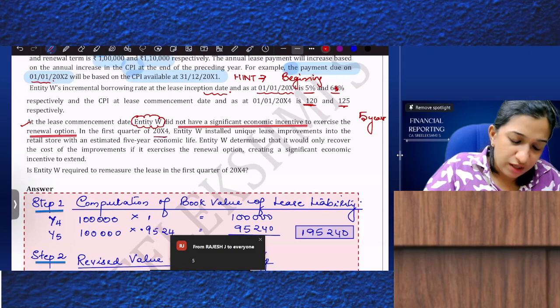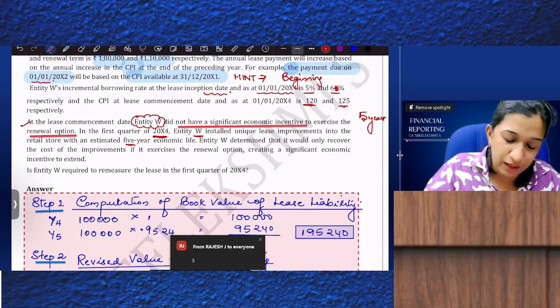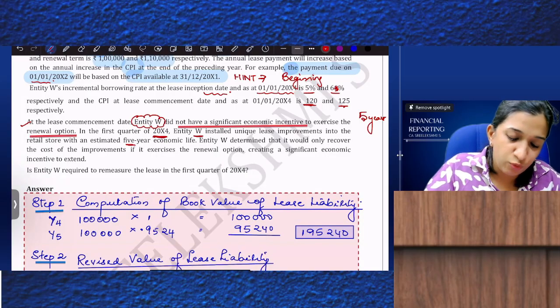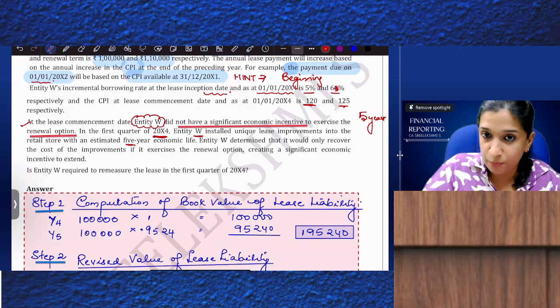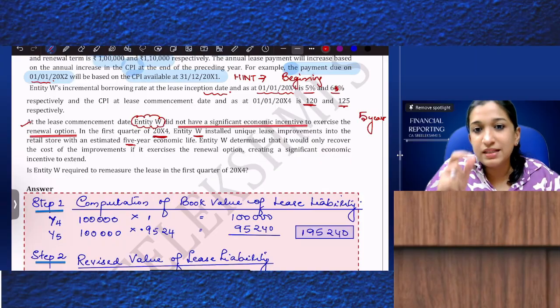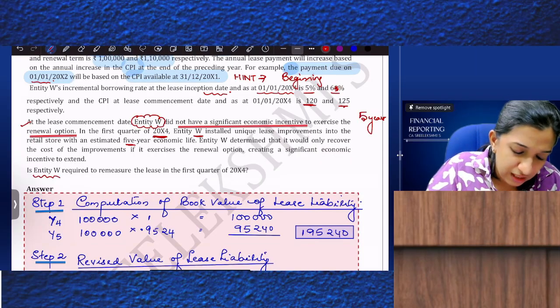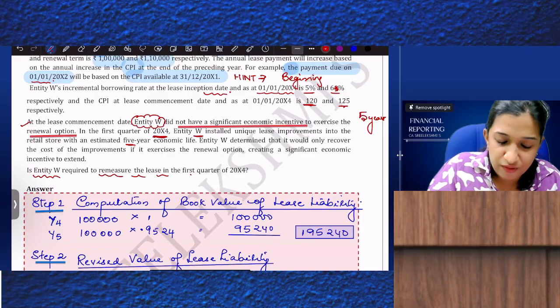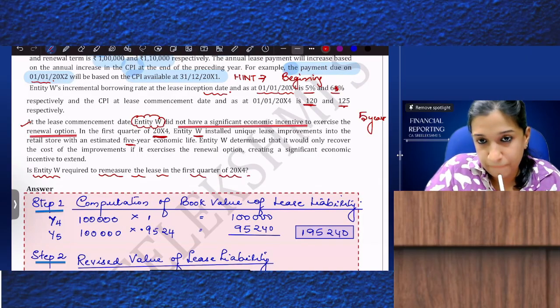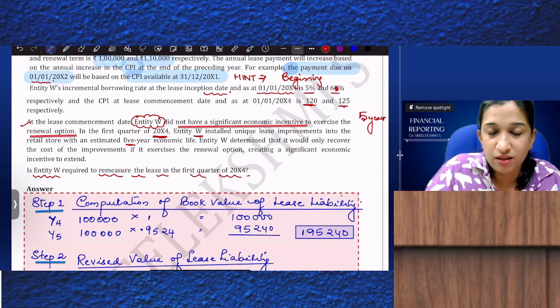In 2014, W installed unique lease improvements in the retail store with an estimated 5-year economic life. Entity W determined that it would only recover the cost of the improvement if it exercises the renewal option, which creates a significant economic incentive. So now there is a significant economic incentive and entity W is required to remeasure the lease in the first quarter of 2014.